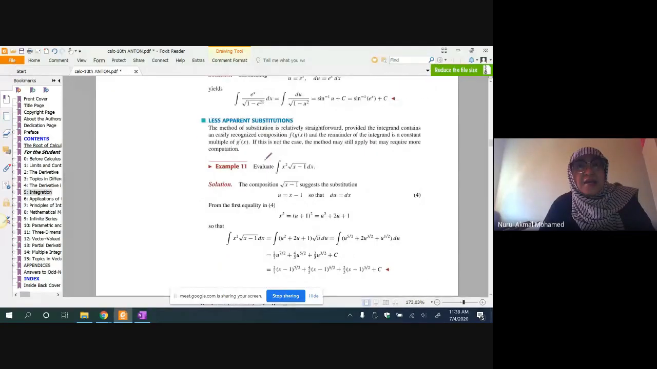But it could be that we have some functions under the integral sign that give you less apparent substitutions. Okay, as example 11 here. So for example 11, you have integration of x squared multiplied with the square root of x minus 1. If you take u equal to x minus 1, your du dx will be 1. You differentiate x minus 1, you will get 1.